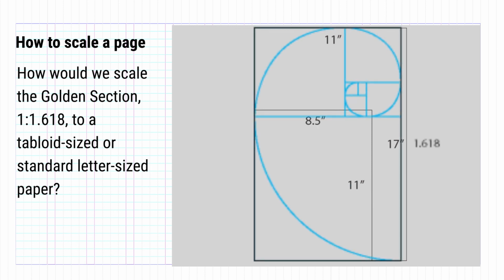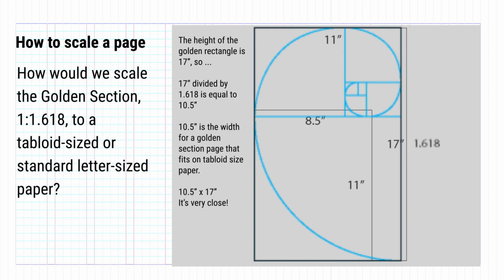We can do the same for a piece of tabloid paper. In this case, the height of the golden rectangle is 17 inches, so 17 inches divided by 1.618 is equal to 10.5. 10.5 then becomes the width for a golden section page that fits on a tabloid-sized piece of paper. So 10.5 inches by 17 inches is pretty close to the original size of a tabloid paper, which might be helpful for you to design posters on tabloid-sized paper using the golden section grid.